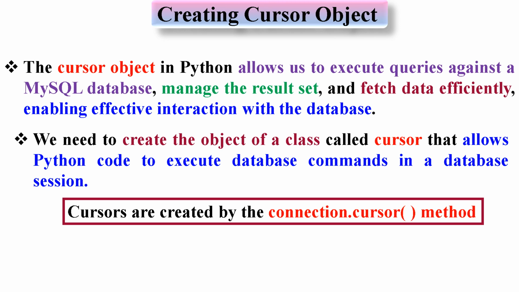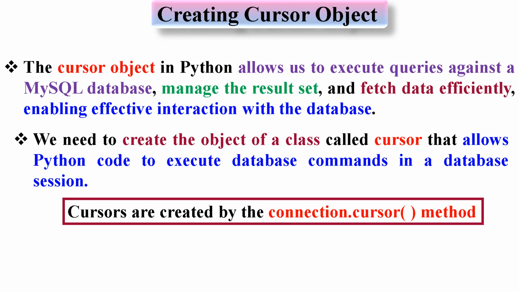Although we may want to access data one row at a time, query processing cannot happen one row at a time, so the cursor object helps us perform this task. The cursor object stores all the data as a temporary container of returned data and allows traversal so that we can fetch data one row at a time from the cursor. So, to come to the point, the cursor object in Python allows us to execute queries against a MySQL database, manage the result set, and fetch data efficiently, enabling effective interaction with the database.